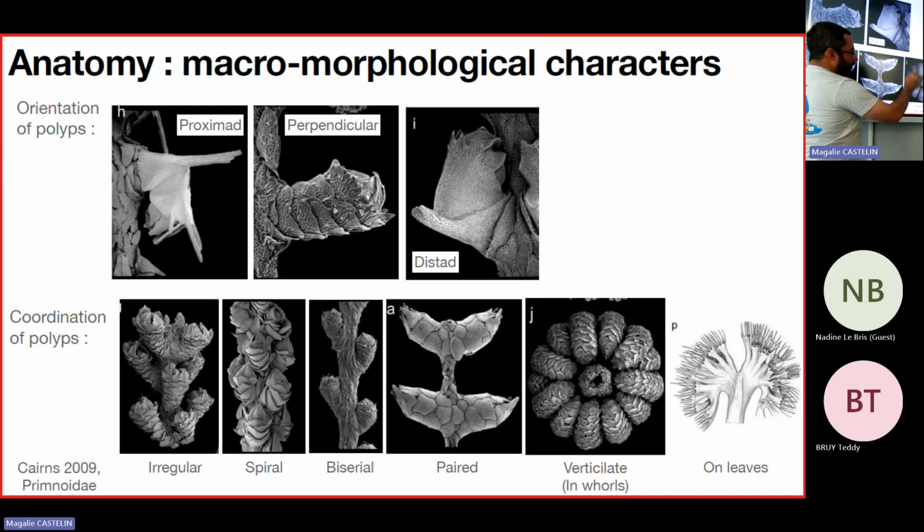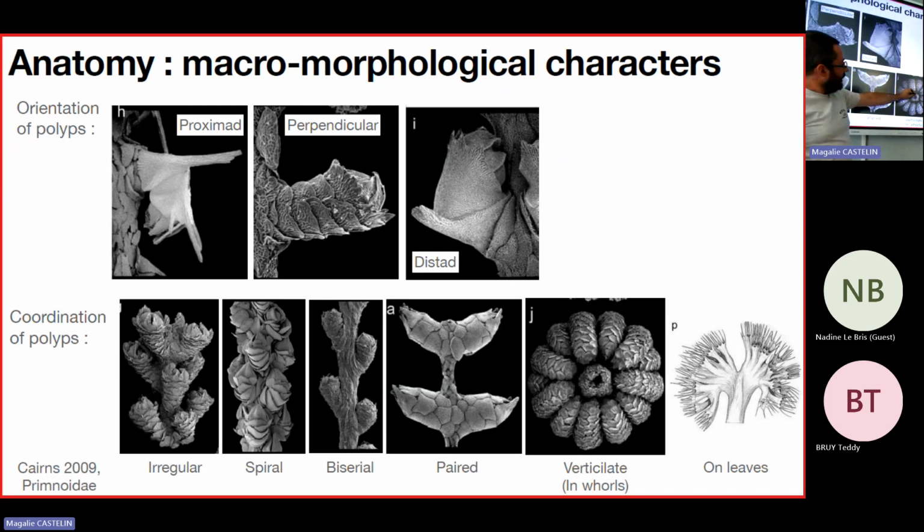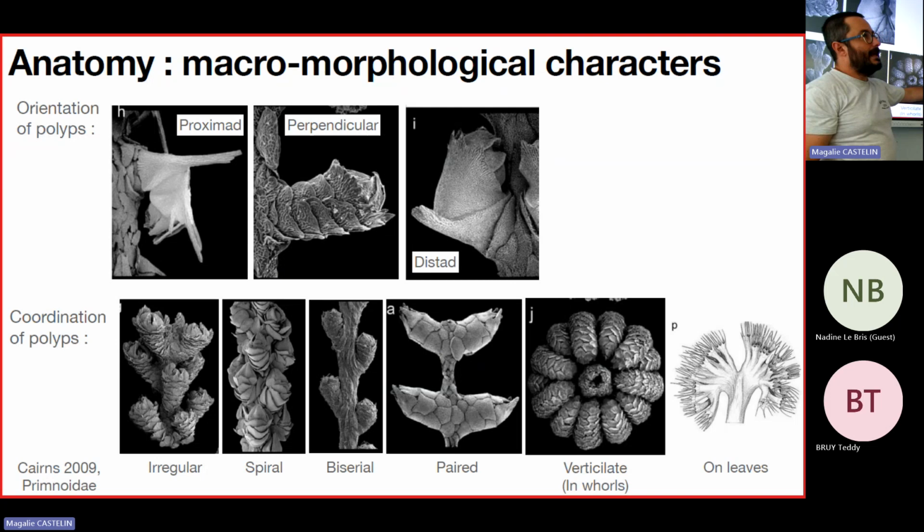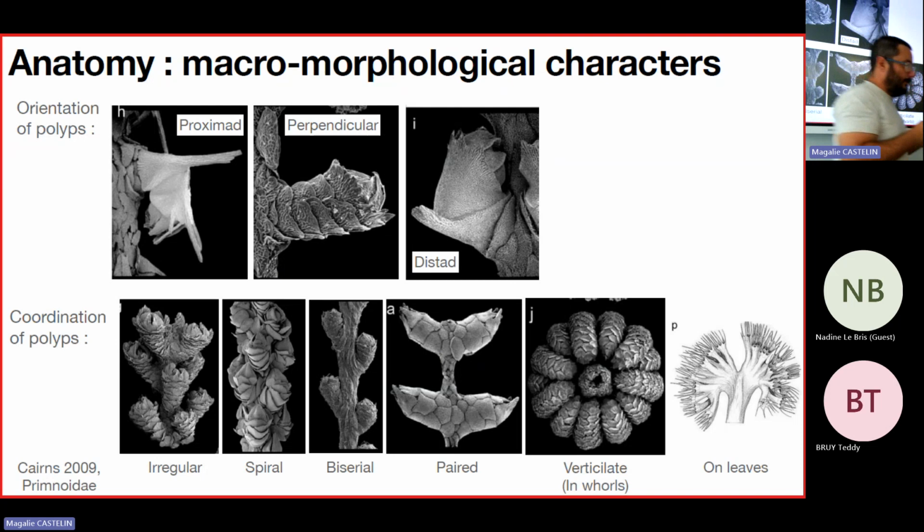Now we're not looking at the colony like this, we're looking at it from the top. And these are whorls of polyps. And this is actually a rare case of a taxon that is called Enimactylon. It's a primnoid coral that has polyps that are shaped like leaves. You have a bouquet of polyps, multiple polyps, forming a leaf.